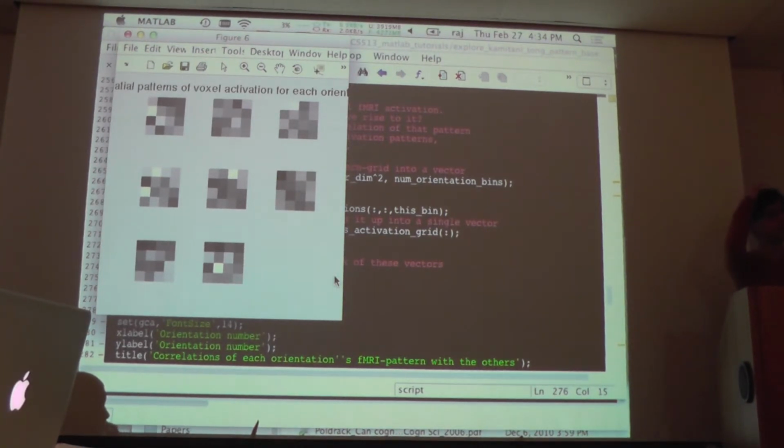I mean, doesn't something like a searchlight analysis implicitly encode spatial information, right? Because you're only considering a pattern as a spatially contiguous set of voxels. That's right. So there's a sense in which it does and there's a sense in which it doesn't.